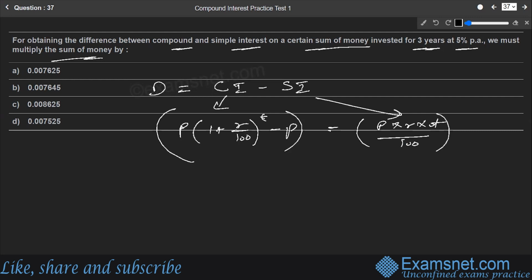Okay, the time value is given, 3 years. This is the time value. The rate percent is given as 5% per annum. And the sum of money is missing. So we're going to use P as the sum of money only. So let us put all the values to find out the difference.